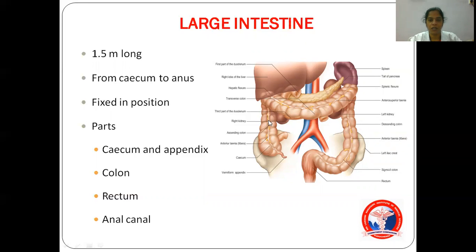In this picture, you can see on the right side the ileum. This ileum opens into the caecum. This caecum continues as the ascending colon, transverse colon, descending colon. Then you can see the sigmoid colon, which continues as the rectum and ends in the anal canal. So the large intestine includes the caecum. Here you can see a small tube-like structure, that is the appendix. The ascending colon, transverse colon and descending colon are collectively called the colon. Then here are the rectum and anal canal. In this class, we are going to discuss in detail the caecum and appendix.